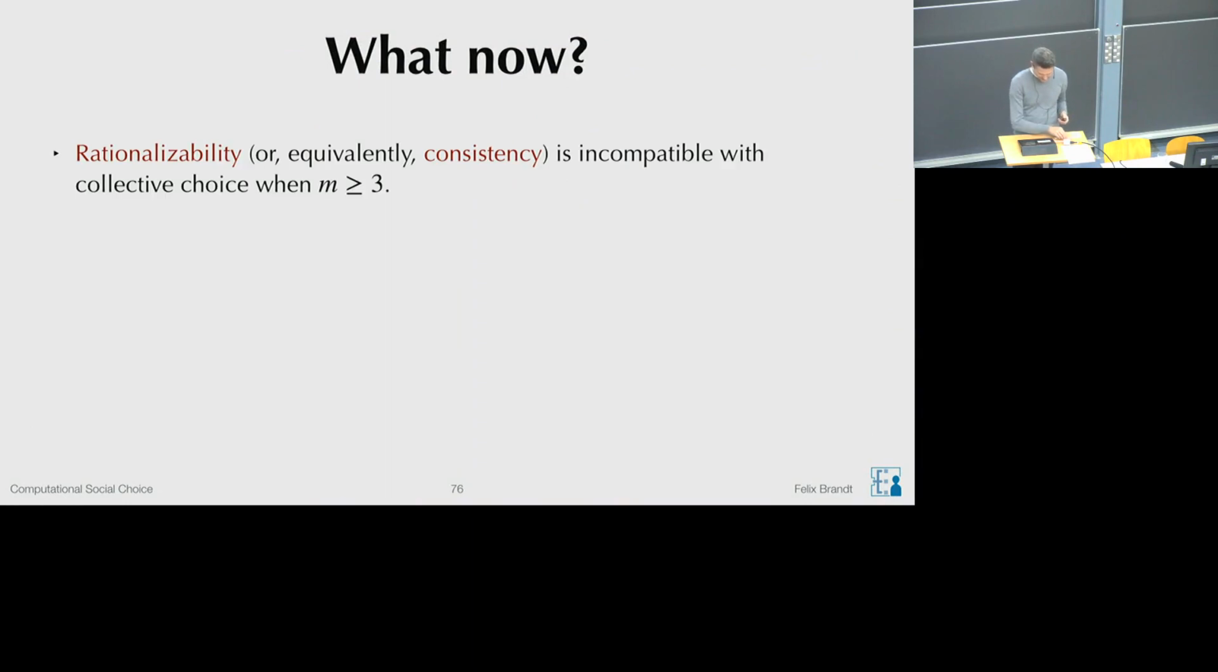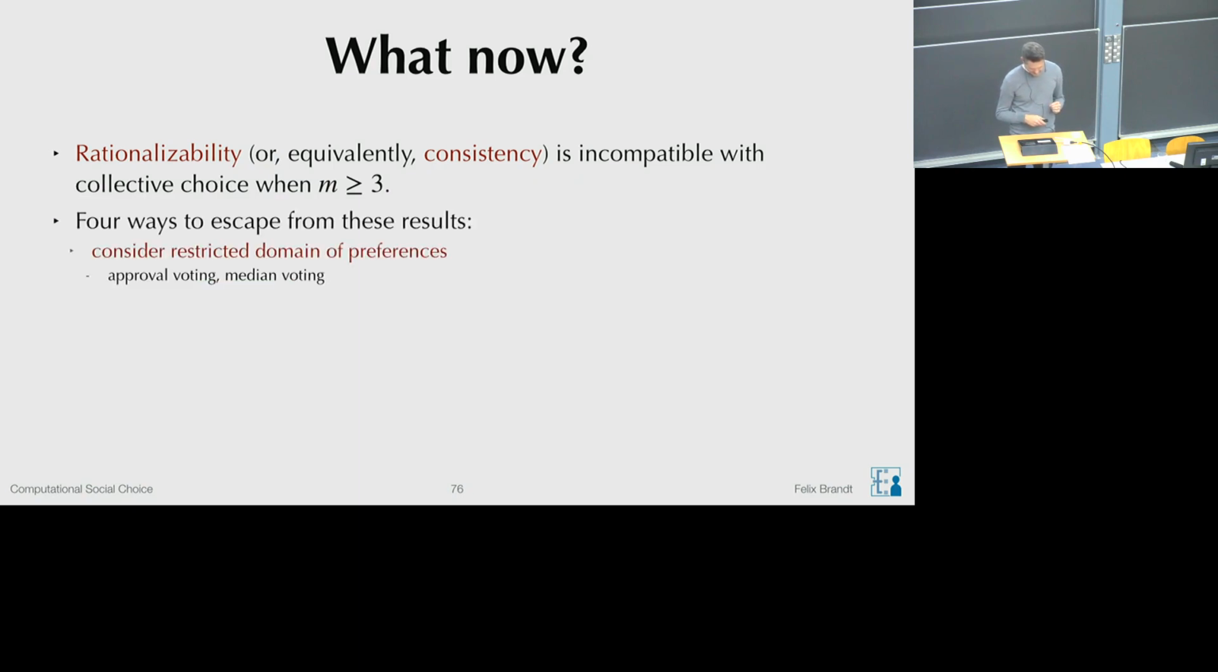So what the theorems have shown is that rationalizability or consistency, which are equivalent to each other, are incompatible with collective decision making whenever we have at least 3 alternatives. So we will have, I don't even know, I think 4 escape routes in this course. Yes, 4. The first one: an implicit assumption in all of these impossibilities is that all preference relations on behalf of the voters are possible. Okay, I think that's something we also briefly talked about last week when we looked at this Condorcet paradox.